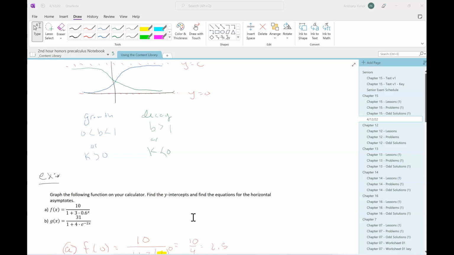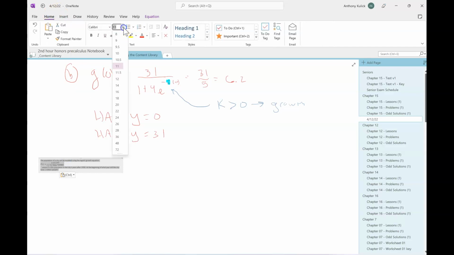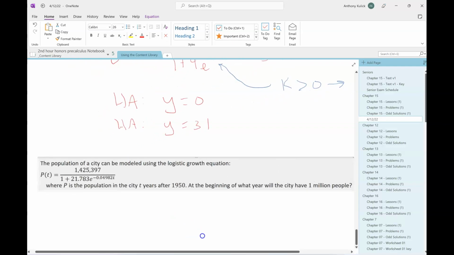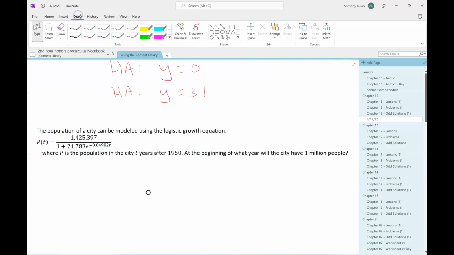All right. Last thing I want to do here today. Got one more example with logistics, and I think we'll be at a good place to stop. All right. So population of a city can be modeled using this logistic growth equation, where P is the population of the city in T years after 1950. At the beginning of what year will the city have 1 million people?